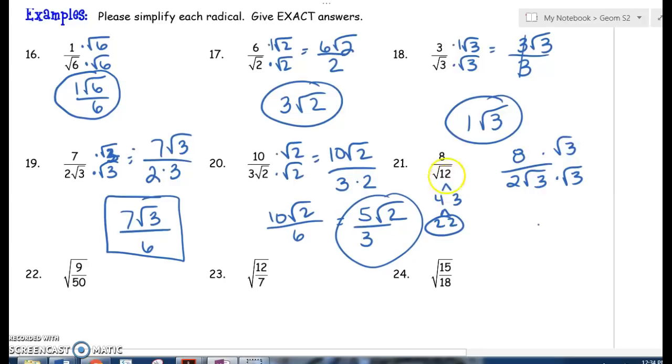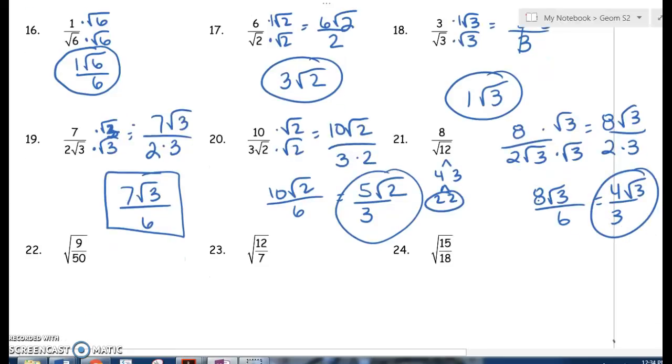If you don't want to do that and you'd rather just multiply the top and bottom by root 12, you could. It just makes it a little bit longer. On the top, you'll have 8 root 3. On the bottom, root 3 times root 3 is 3. 2 is still there. So you have 6 on the bottom and 8 root 3 on top. Now you can reduce the 8 over 6. You can divide them both by 2. You get 4/3, and then there's still the root 3 there.